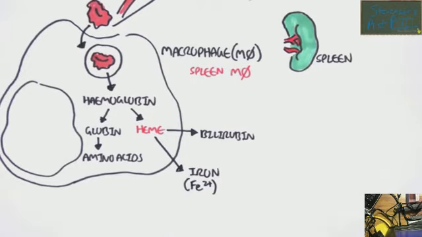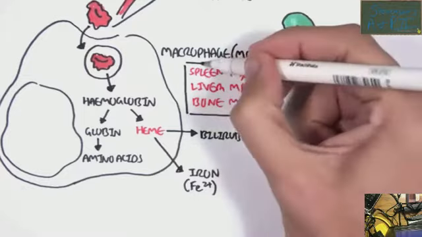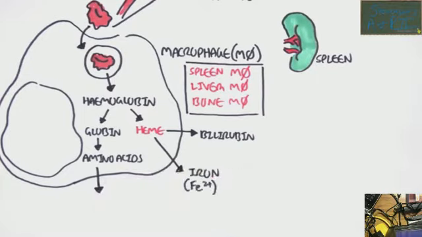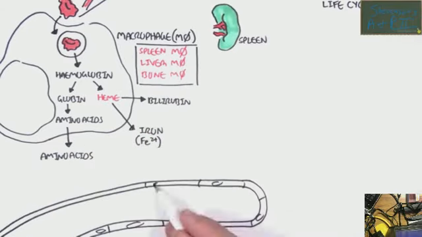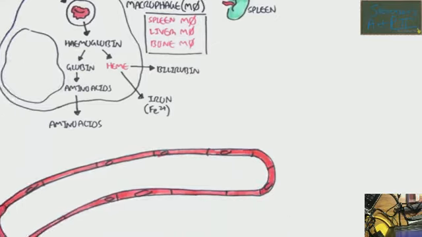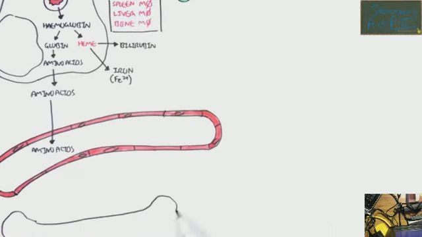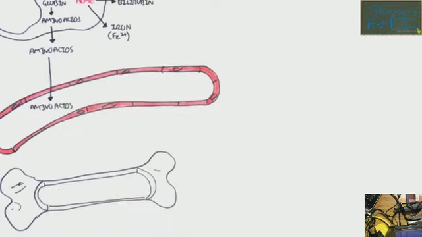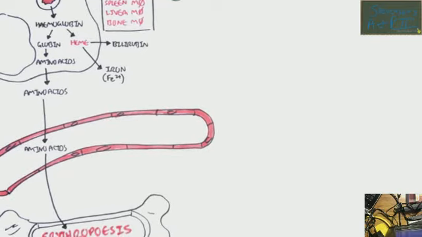These macrophages are not only found in the spleen, as I mentioned, but they're also found in the liver and bone marrow, and they do exactly the same thing. Most of the breakdown products of red blood cells are recycled. For example, here the amino acids will enter back into circulation and then travel to the bone marrow to be used in erythropoiesis again, the production of red blood cells. The iron and bilirubin also have similar fates.